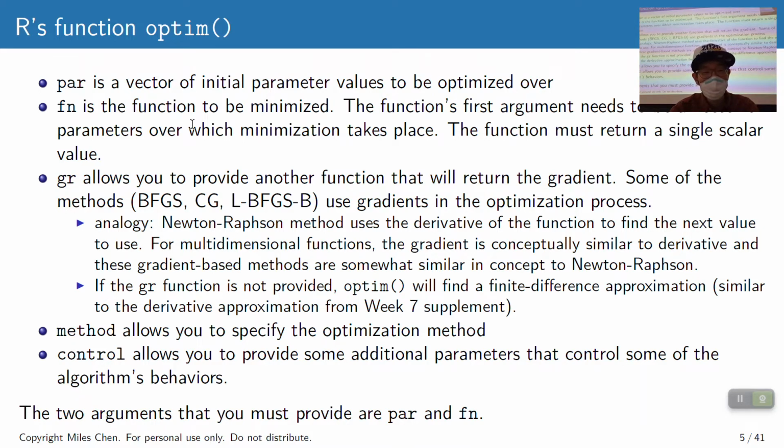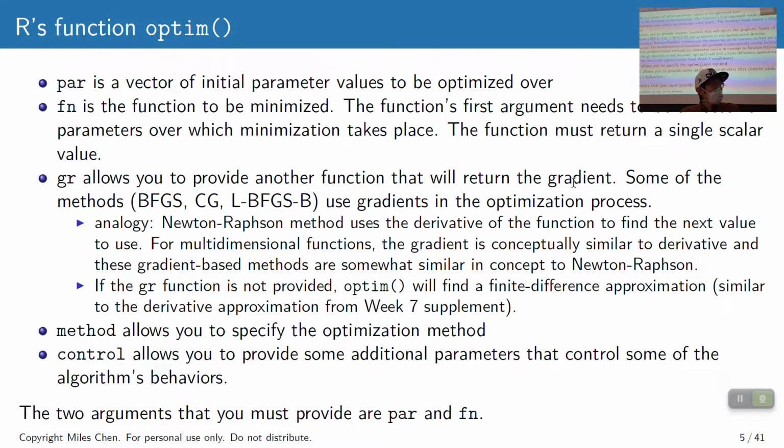And the requirement is the function has to return a single scalar value. So you can only minimize a function where the output is producing 1 value, right? Because it's going to do everything it can to get that 1 value to shrink. You can provide some other functions that will return the gradient. We haven't really talked about the gradient, but the gradient is kind of the multivariable version of a derivative. You can think of it that way.